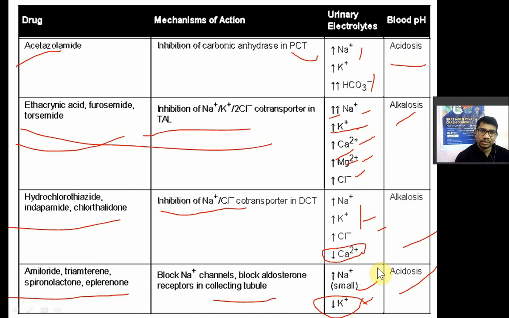So this is the summary of your mechanism of action and different diuretics.